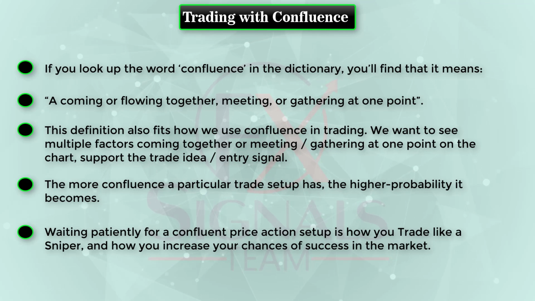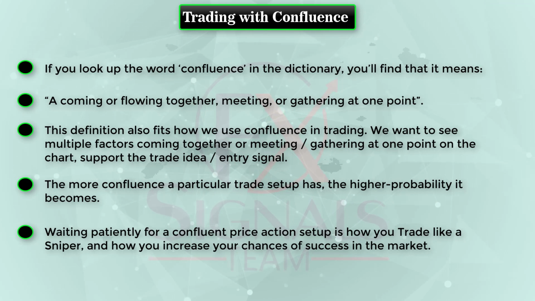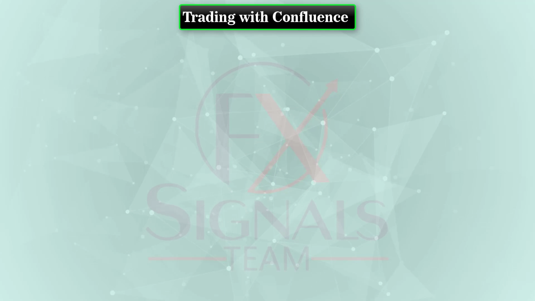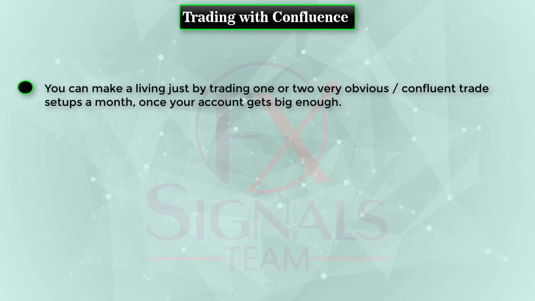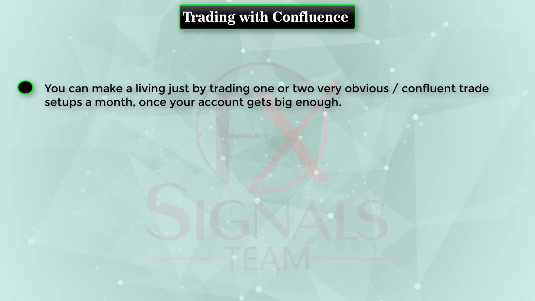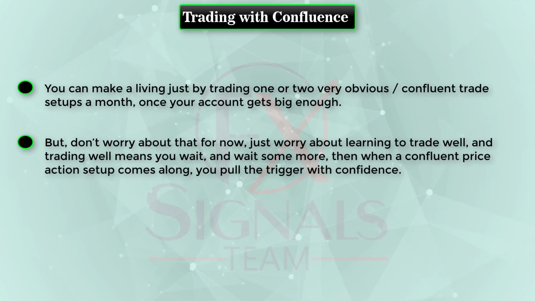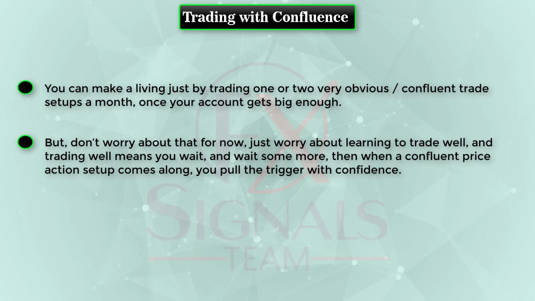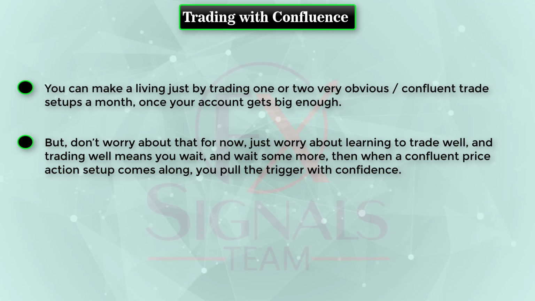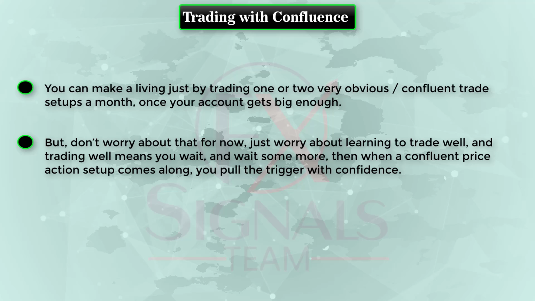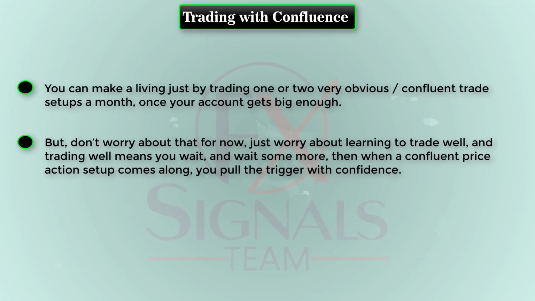Waiting patiently for a confluent price action setup is how you trade like a sniper and how you increase your chances of success in the market. You can make a living just by trading one or two very obvious or confluent trade setups a month, once your account gets big enough. But don't worry about that for now, just worry about learning to trade well, and trading well means you wait, and wait some more. Then when a confluent price action setup comes along, you pull the trigger with confidence.